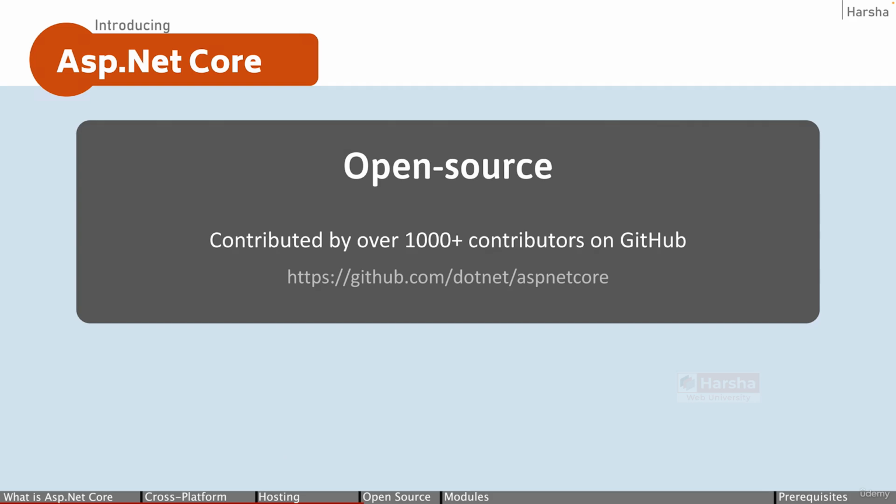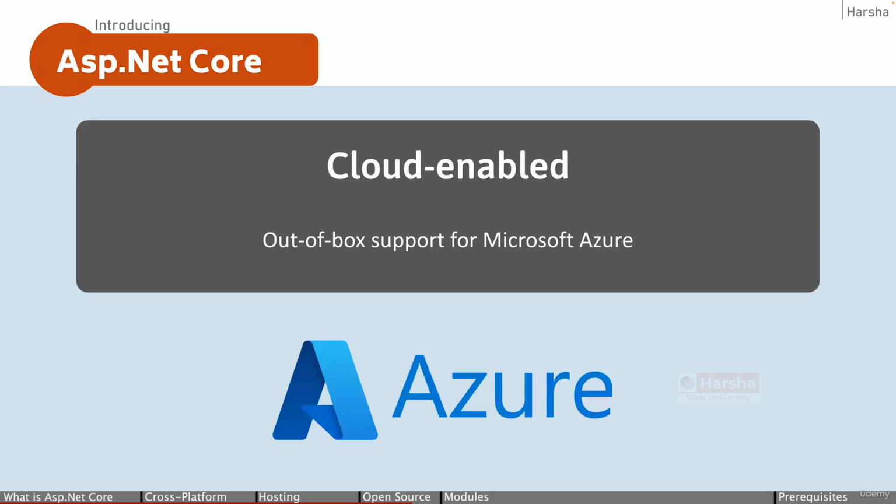It is open source. That means the source code of ASP.NET Core is available on GitHub for free, so the benefit is that you will get updates of ASP.NET Core frequently. ASP.NET Core is developed keeping cloud in mind. That means it supports Microsoft Azure Cloud out of the box.